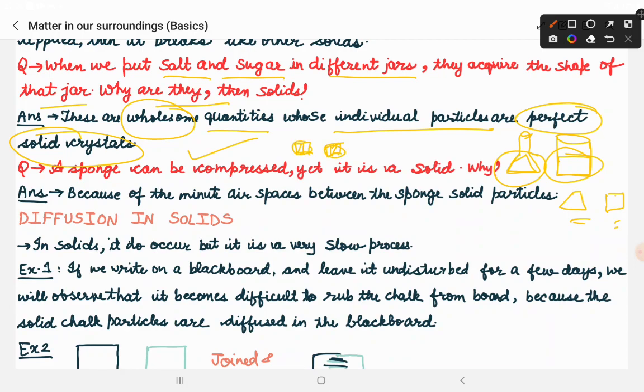Next is, a sponge can be compressed yet it is a solid. Why? Now see, a sponge has solid particles, we know this, but what happens is that between the two particles we have some air spaces left, like here we have air space, here also we have air space, like this. So because of these air spaces we can compress the sponge, but it is a solid. So these are the types of questions that can be asked from the general properties of the solid state.